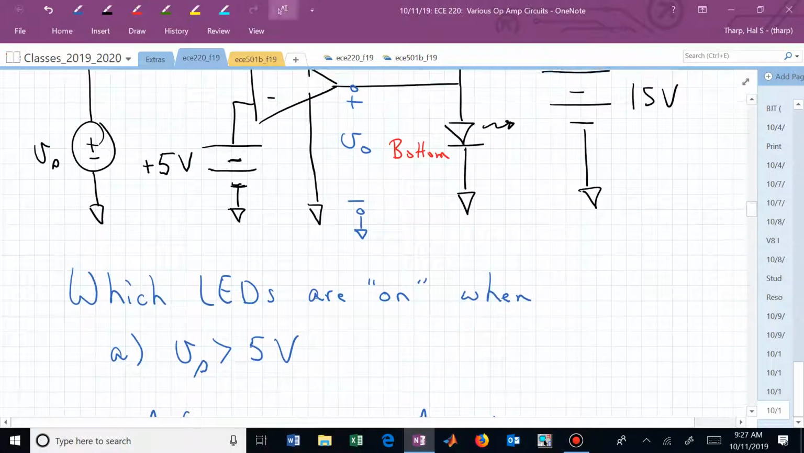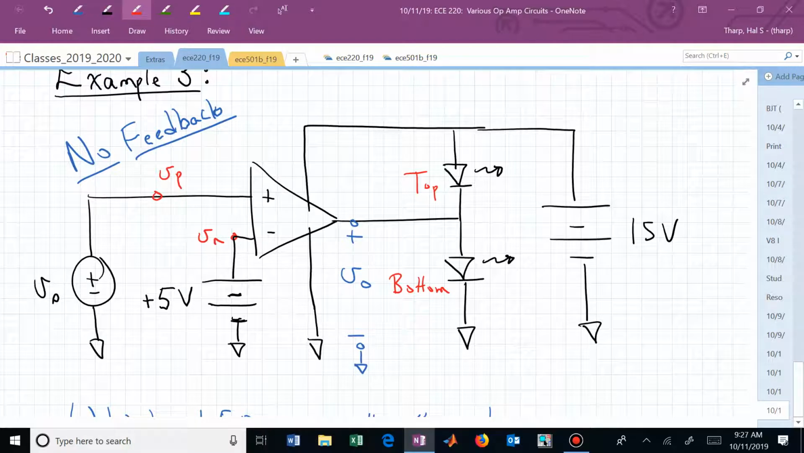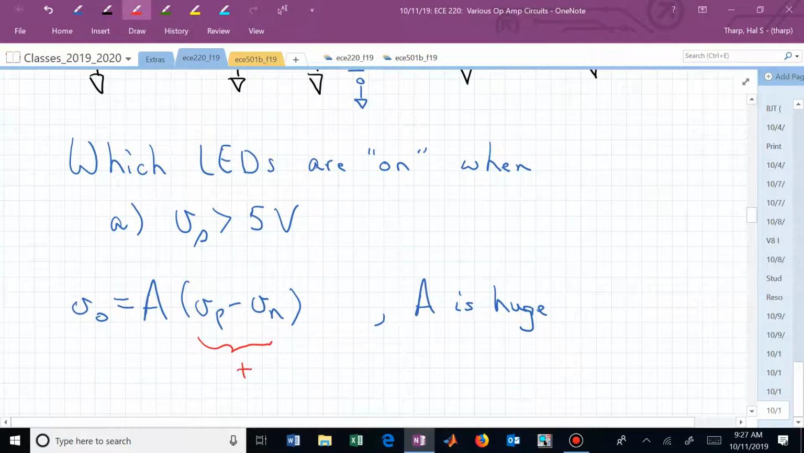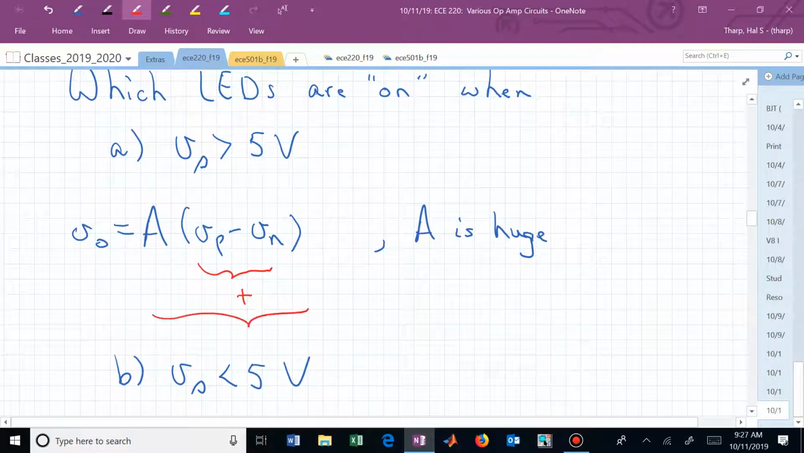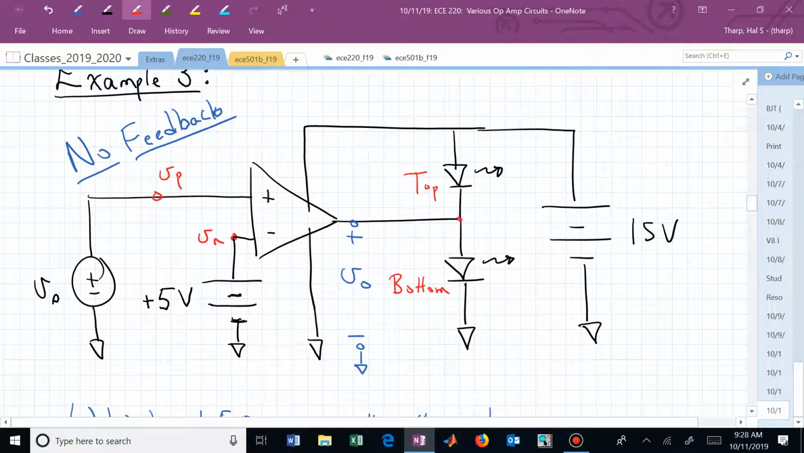In this case, if V sub S is bigger than 5 volts, this is in fact V sub P, this is V sub N. If V sub P is bigger than V sub N, this is now positive, which means that V sub O is going to be in saturation, at the positive value, the high side of the rail. If this is now 15 volts, can you tell me which LED is on and which LED is off?